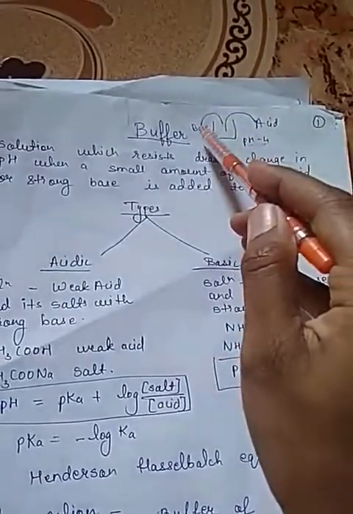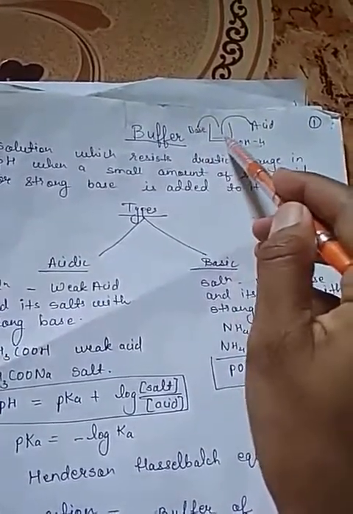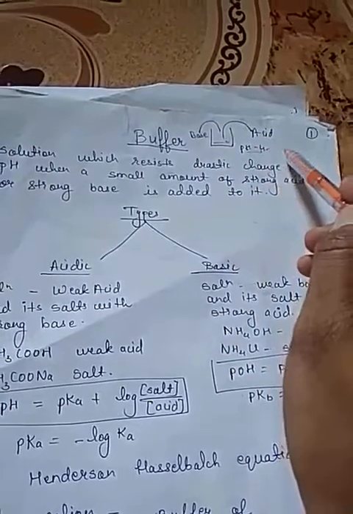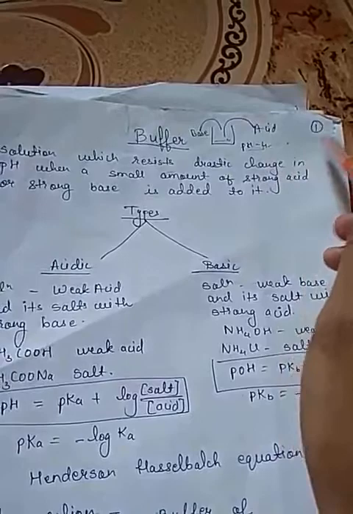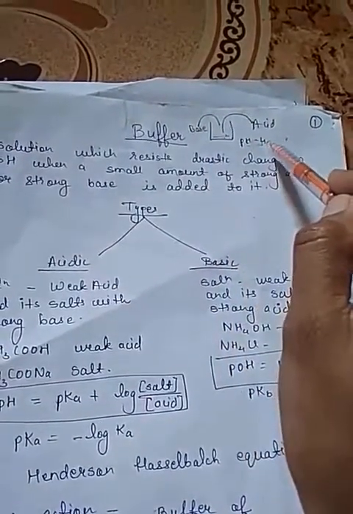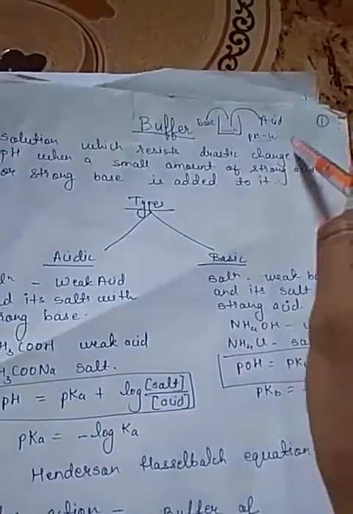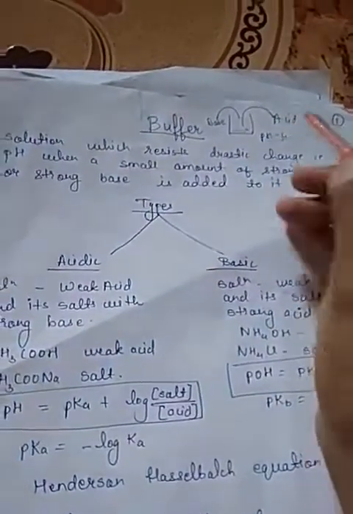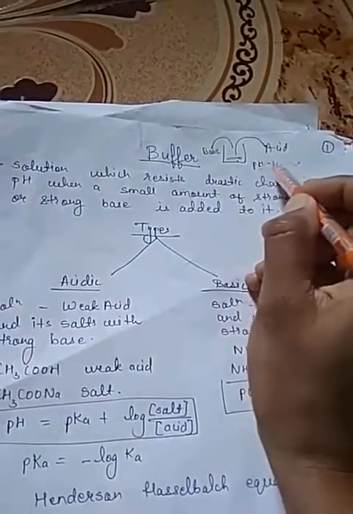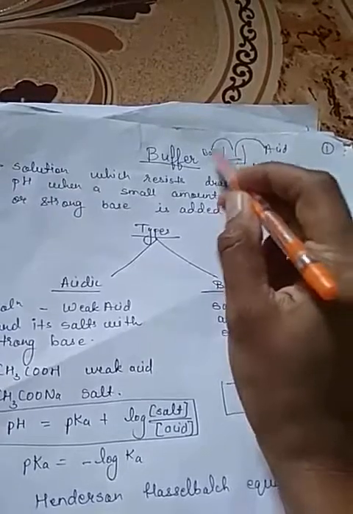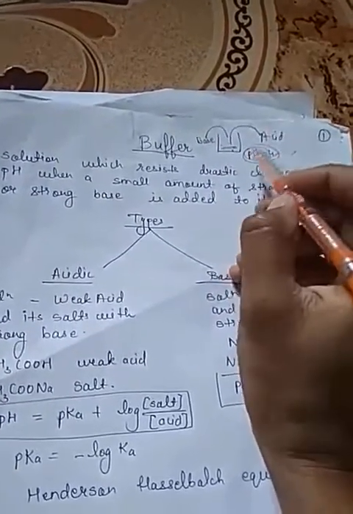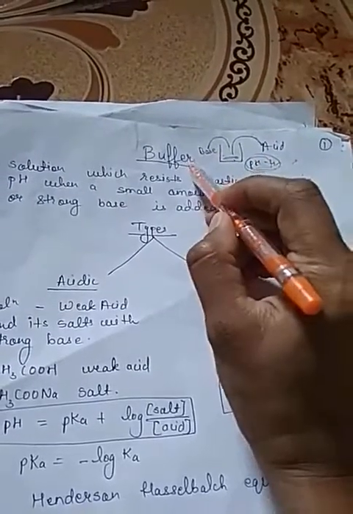If I am adding a base to this particular solution, it will change the pH and make it more than 4. Like it will make it 5, 6, 7, 8, because we are adding a base, where base has pH more than 7, so it will go to 7, 8, 9, 10. So there are some solutions where, even if I add an acid or a base, I don't want a change in this pH. So what I can do is add a buffer.